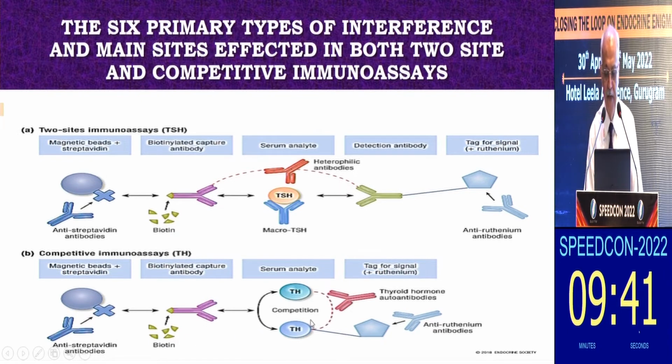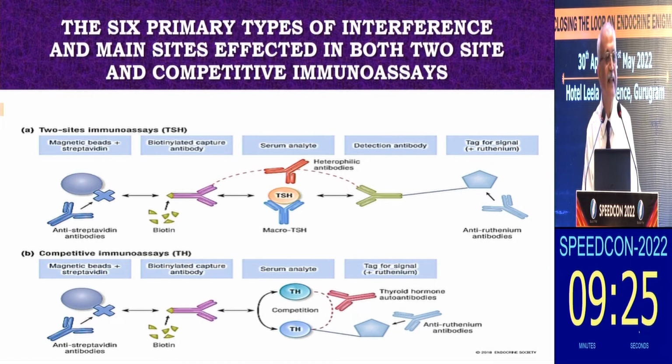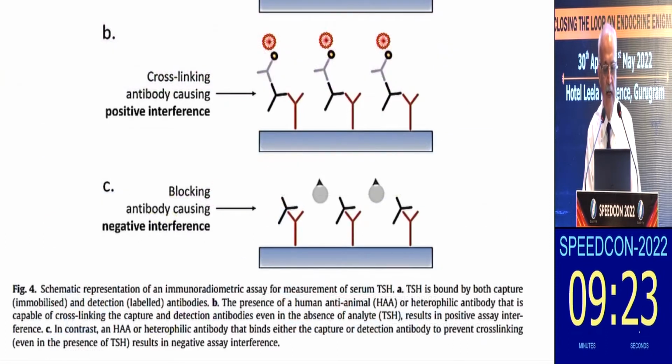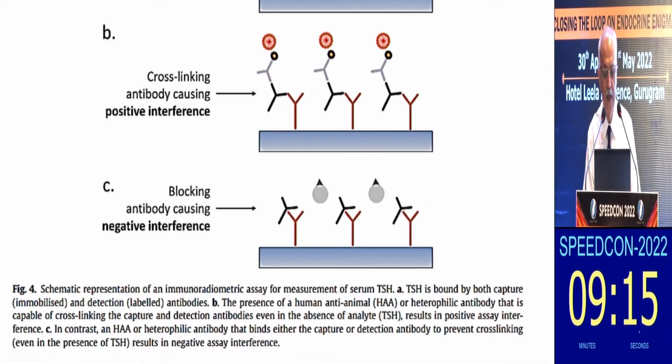Then you have anti-thyroid antibodies: besides antibodies to thyroid, like anti-TPO, which you already know, you can have antibodies to T3 and T4. They can also play havoc with your assay, and so can anti-ruthenium antibodies. Now, these are the various assays. What do these antibodies do? Like TSH is bound by both capture and detection antibodies, which I have already told you about.